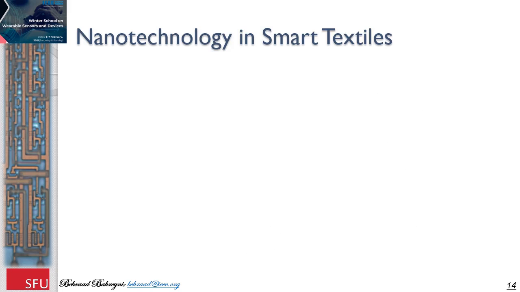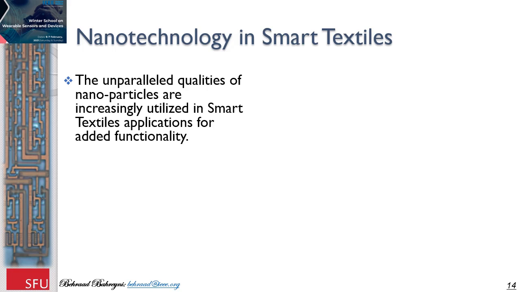Now I'd like to quickly talk about the applications of nanotechnology, and especially nanoparticles in smart textiles. Over the past few decades, maybe two, three decades, we've learned a lot about nanoparticles, and we have noticed that there are numerous applications where we can enhance a certain property of a material or even give a new property to a material by combining the right nanoparticle with the right host material. And in smart textile applications, you can use these nanoparticles in order to add a whole lot of different types of functionality to the fibers and therefore the textile.